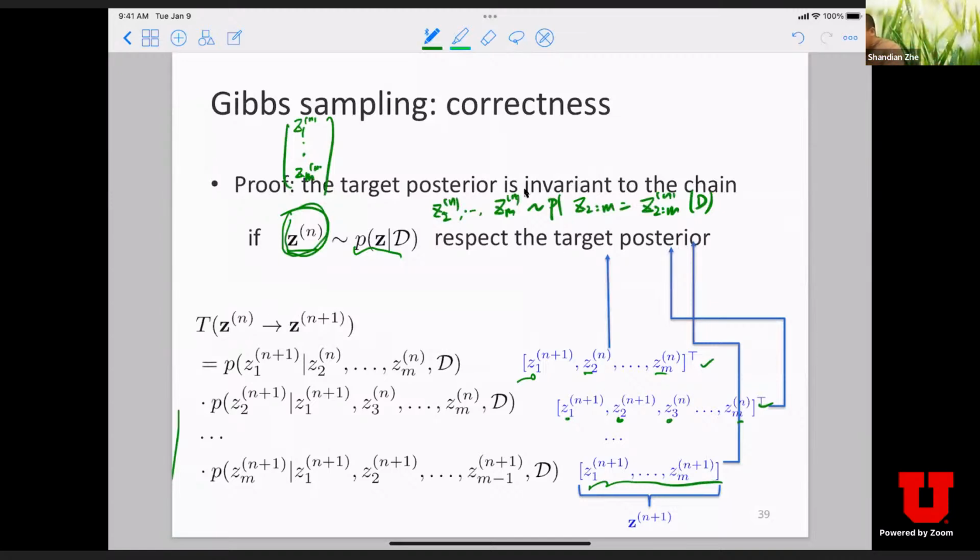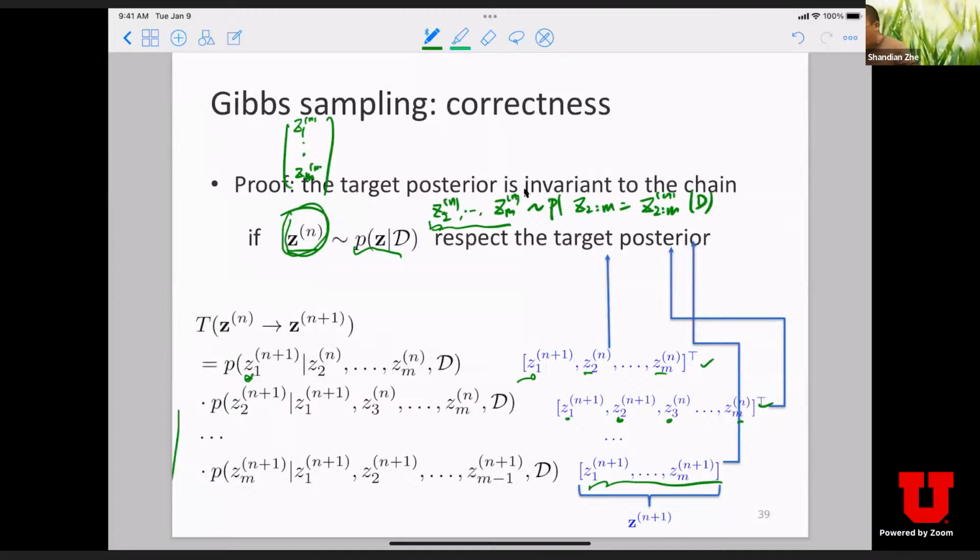Okay, so now let us look at the first step. The first step is that I'm going to condition on Z2 to Zmn, meaning that I assume the second to the last element of Z take those samples. Then we use the conditional distribution of Z1 to generate a new sample for Z1, right?